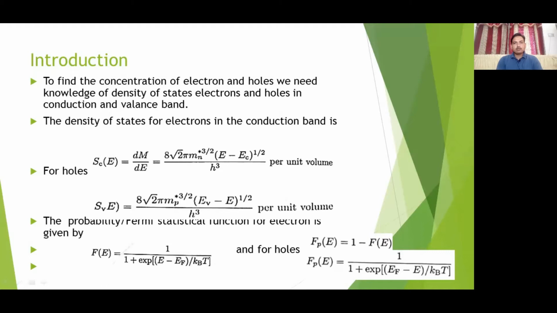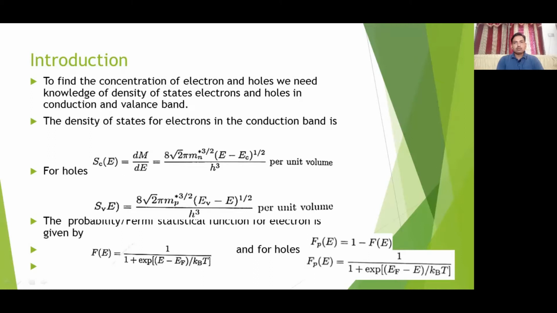The density of states of the holes per unit volume also depends upon the square root of EV, the energy of the top of the valence band, minus E, the energy of the hole. And here EC is the energy of the bottom of the conduction band. So to find the number of electrons or holes per unit volume in the conduction and valence band respectively, we need the probability function.